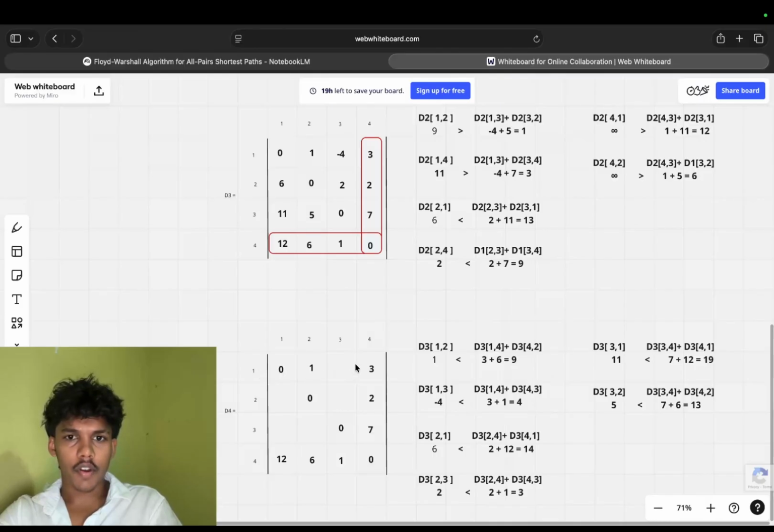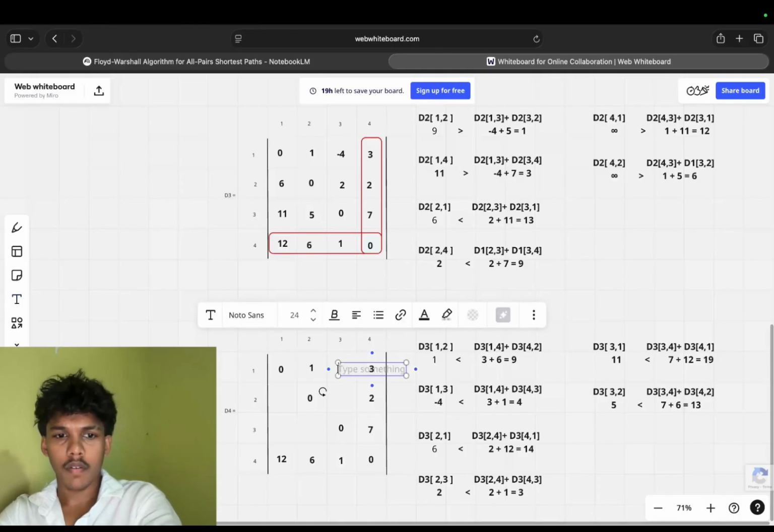Okay, then we have to find 1 to 3. 1 to 3 we have -4. Our middle element path is 1 to 4, then 4 to 3. 1 to 4 we have 3 here. 4 to 3 we have 1, so the answer will be 4. -4 is less than +4, so we will add -4.